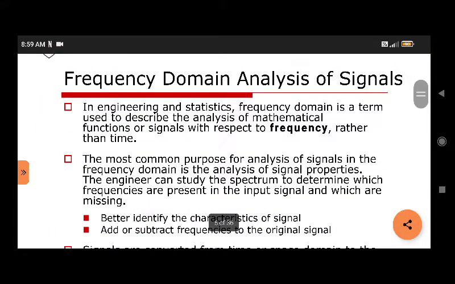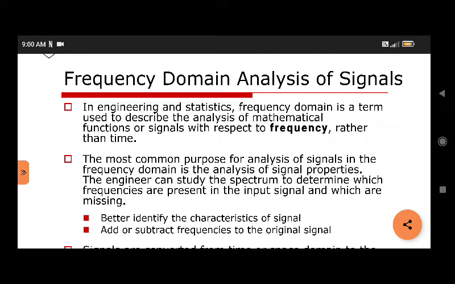What is frequency domain analysis of signals? In engineering and statistics, frequency domain is a term used to describe the analysis of mathematical functions or signals with respect to frequency rather than time. Here the major point is that it is frequency, not time. Frequency and time are different. If we divide 1 by time, then it gives frequency. Keep in mind that.